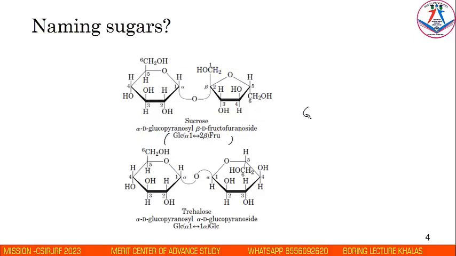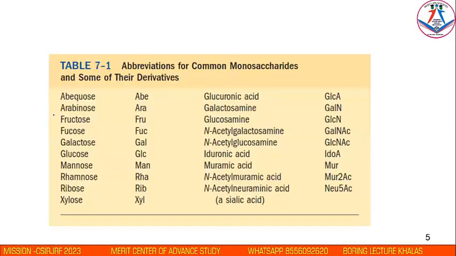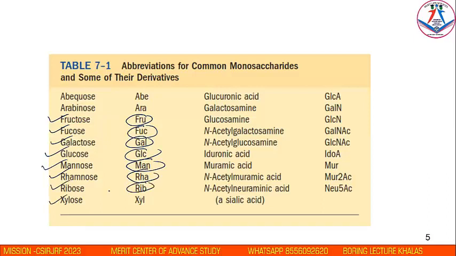ग्लूकोज के लिए द वर्ड इज GLC. आई हैव गिवन द एब्रिविएशन ऑलरेडी. फ्रक्टोज के लिए FRU, फ्यूकोज के लिए FUC, राइट. गैलेक्टोज के लिए गैल, ग्लूकोज के लिए GLC, मैनोज के लिए मैन, रैमनोज के लिए RHA, राइबोज के लिए रिब, जाइलोज के लिए जाइल. ठीक है, याद रहेगा. अरेबिनोज के लिए आरा. ग्लूकोरोनिक एसिड GLCA. ठीक है ना?